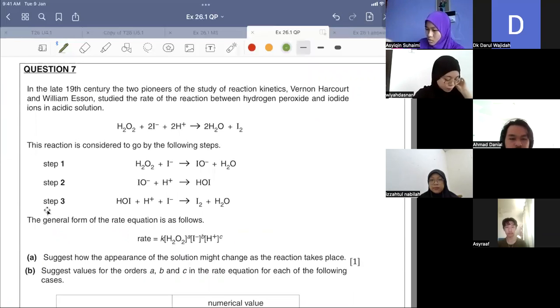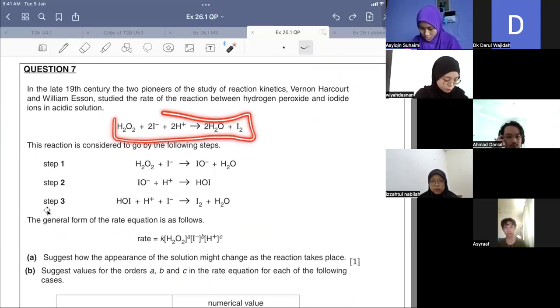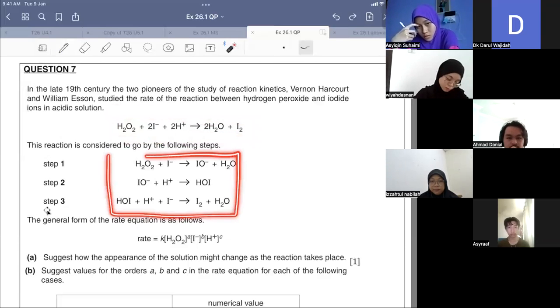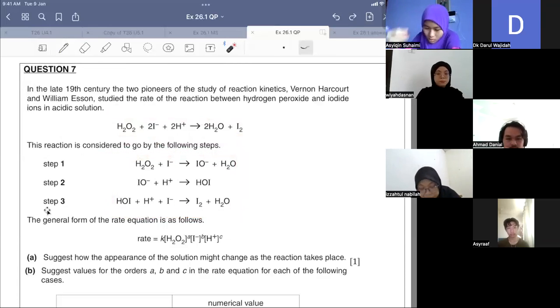So we've got this reaction between hydrogen peroxide, iodide, and hydrogen ions. So the acidic solution is because there is a presence of the hydrogen ions in the solution. So this reaction is considered to go by the following steps. So this is what we call the overall chemical equation. Step 1, step 2, and step 3 is what the mechanisms are. Okay, so I hope you are able to differentiate between rate equation and mechanisms.